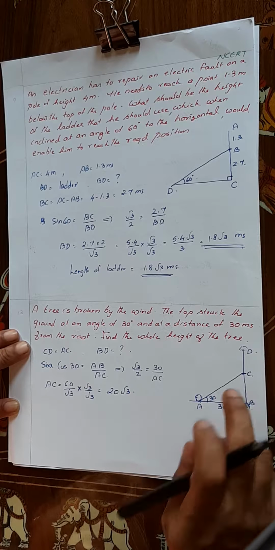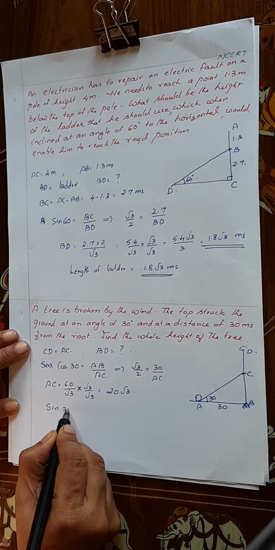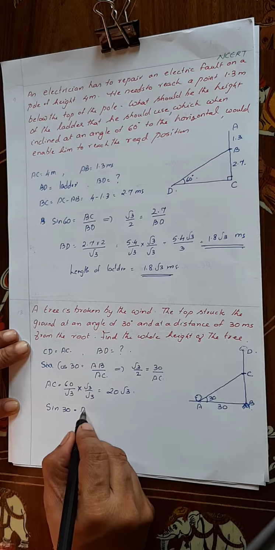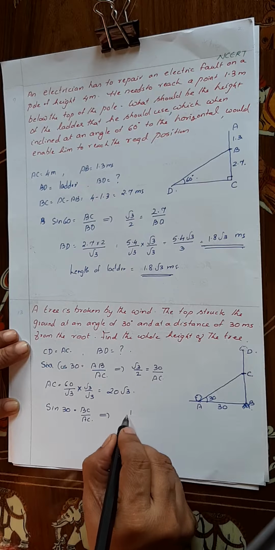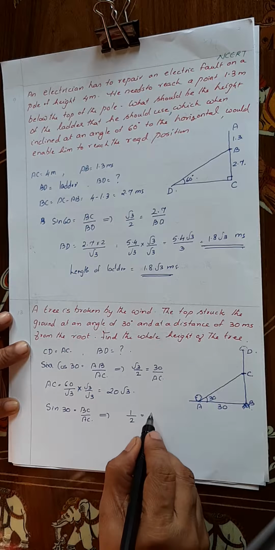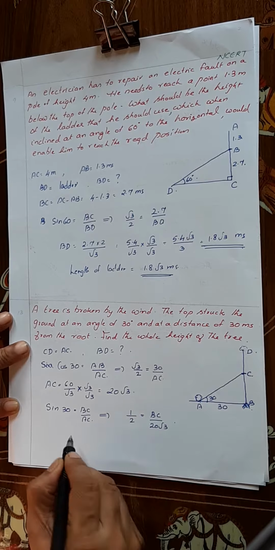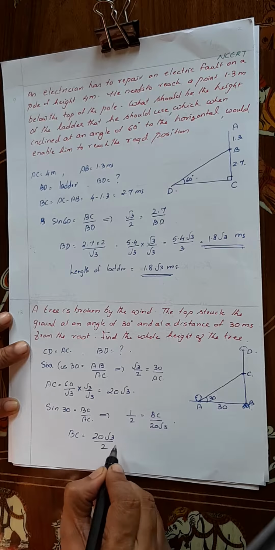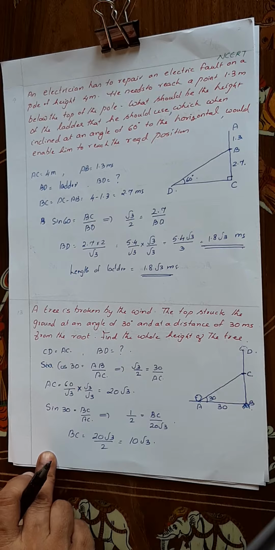Now we have to find BC. Now we can use sin 30. Sin 30 is equal to BC by AC. Sin 30 is half, is equal to, BC is what we have to find now. BC by AC is 20 root 3. So BC is equal to 20 root 3 divided by 2, that is equal to 10 root 3.